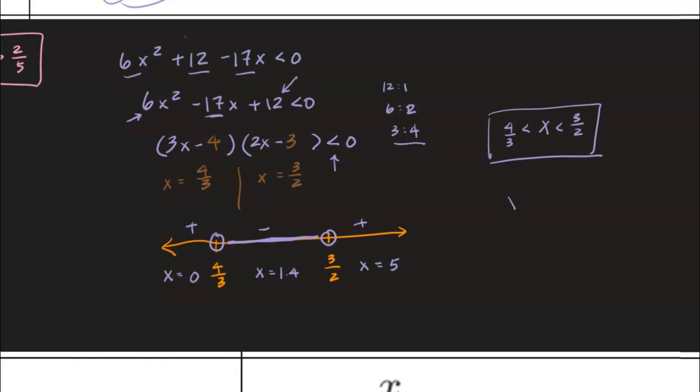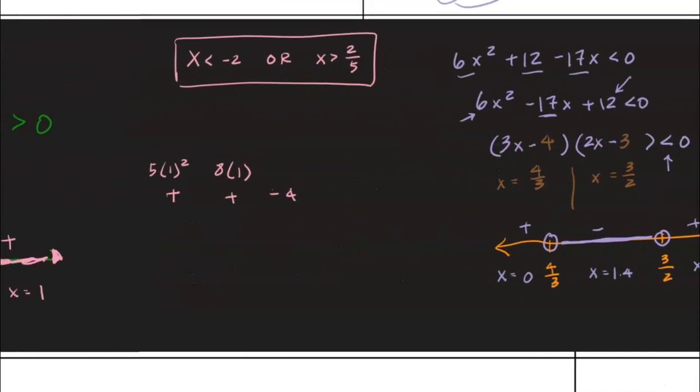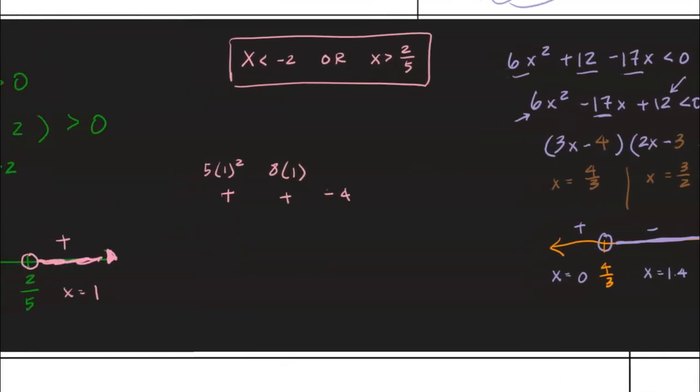I could make it x is less than 3/2 and x is greater than 4/3 if I wanted to. You can write it that way if you don't want to write it as a compound inequality. And remember, these are intersections, so the x has to satisfy both of these conditions, whereas this is an or. It can satisfy this or this. It's just one condition.